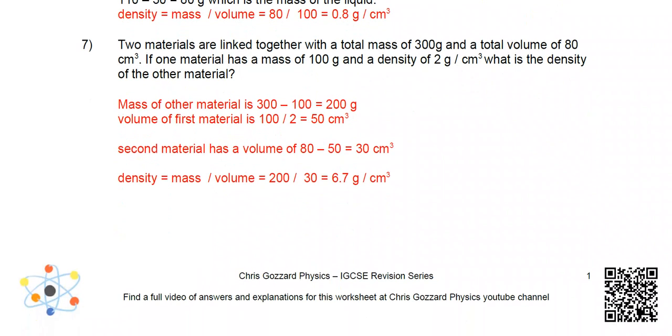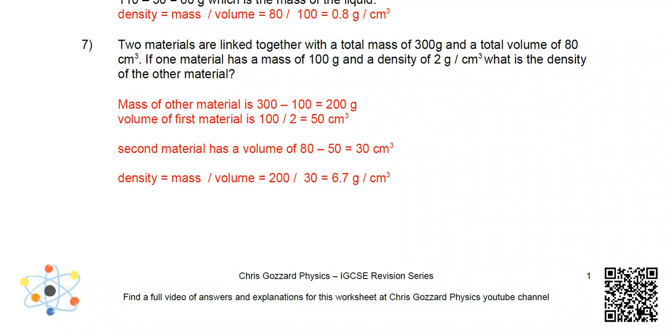Question number 7. Two materials are linked together with a total mass of 300 grams and a total volume of 80 centimeters cubed. If one material has a mass of 100 grams and a density of 2 grams per centimeter cubed, what is the density of the other material? Well, firstly, what's the mass of the other material? Well, it's going to be 300 minus 100, which is 200 grams.